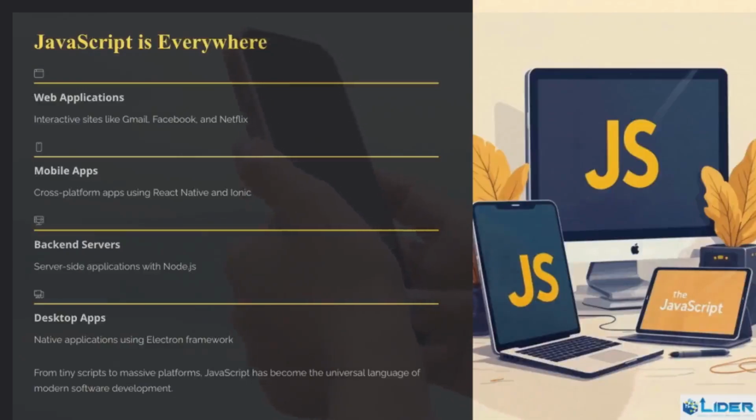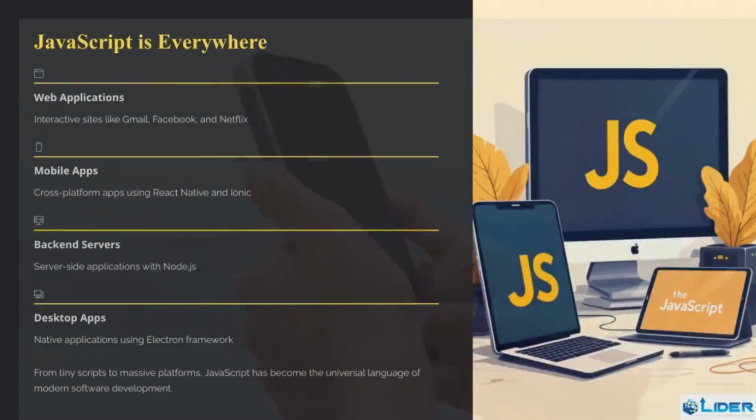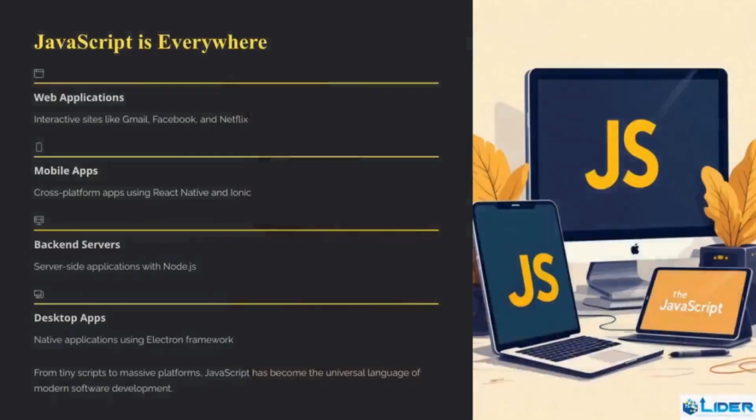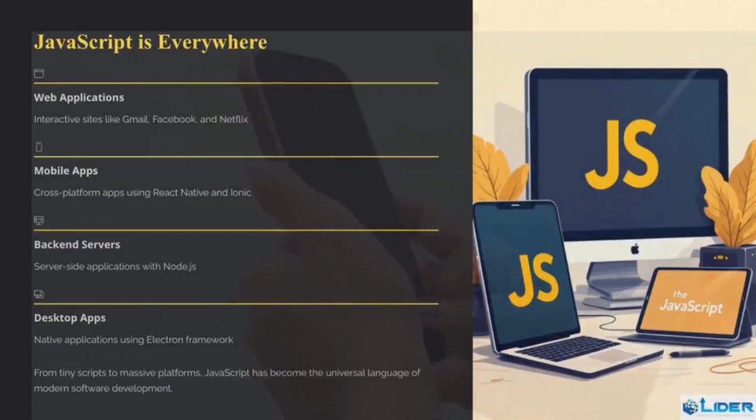On the server side, Node.js allows JavaScript to run on servers, enabling us to develop backend services and server applications efficiently using the same language we use for front-end development. And for mobile development, frameworks like React Native and Ionic make it possible to build cross-platform apps that work on both iOS and Android, saving time and resources while maintaining consistency across devices. We also see JavaScript everywhere in web applications, from interactive sites like Gmail, Facebook, and Netflix, which rely on JavaScript to deliver dynamic, engaging user experiences.